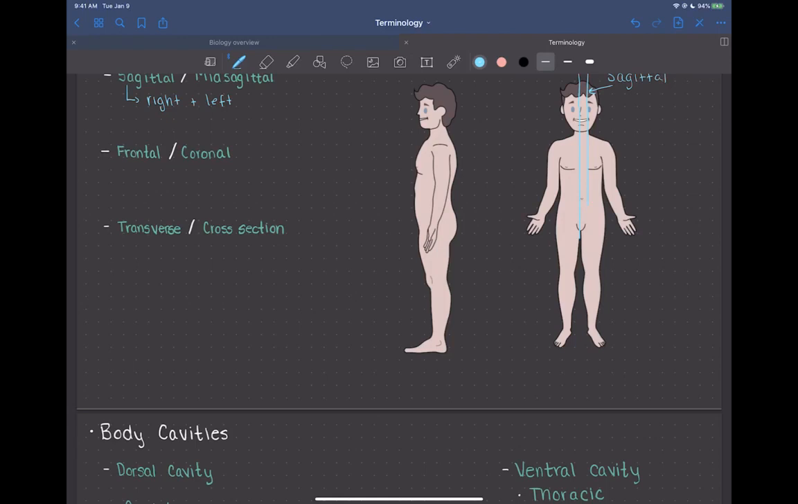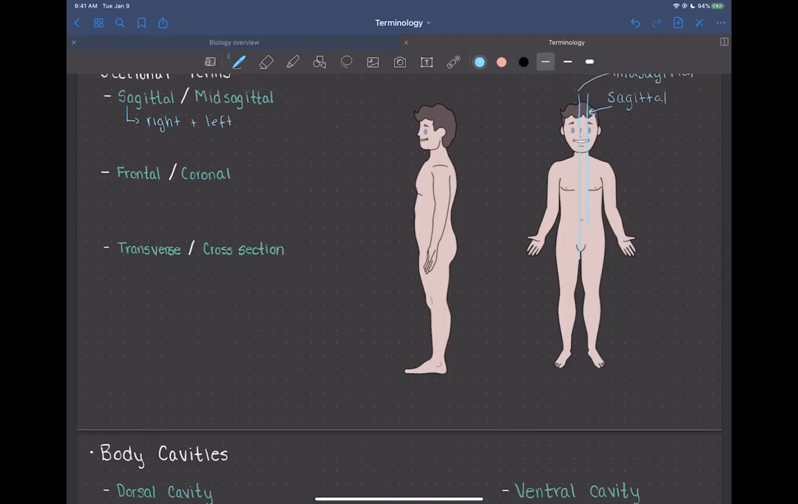All right, and then a frontal or coronal section is going to divide the body into front and back. Okay, and if we're looking at this picture and we wanted to do a coronal section, it would look like this. So we would be dividing the body into front and back.